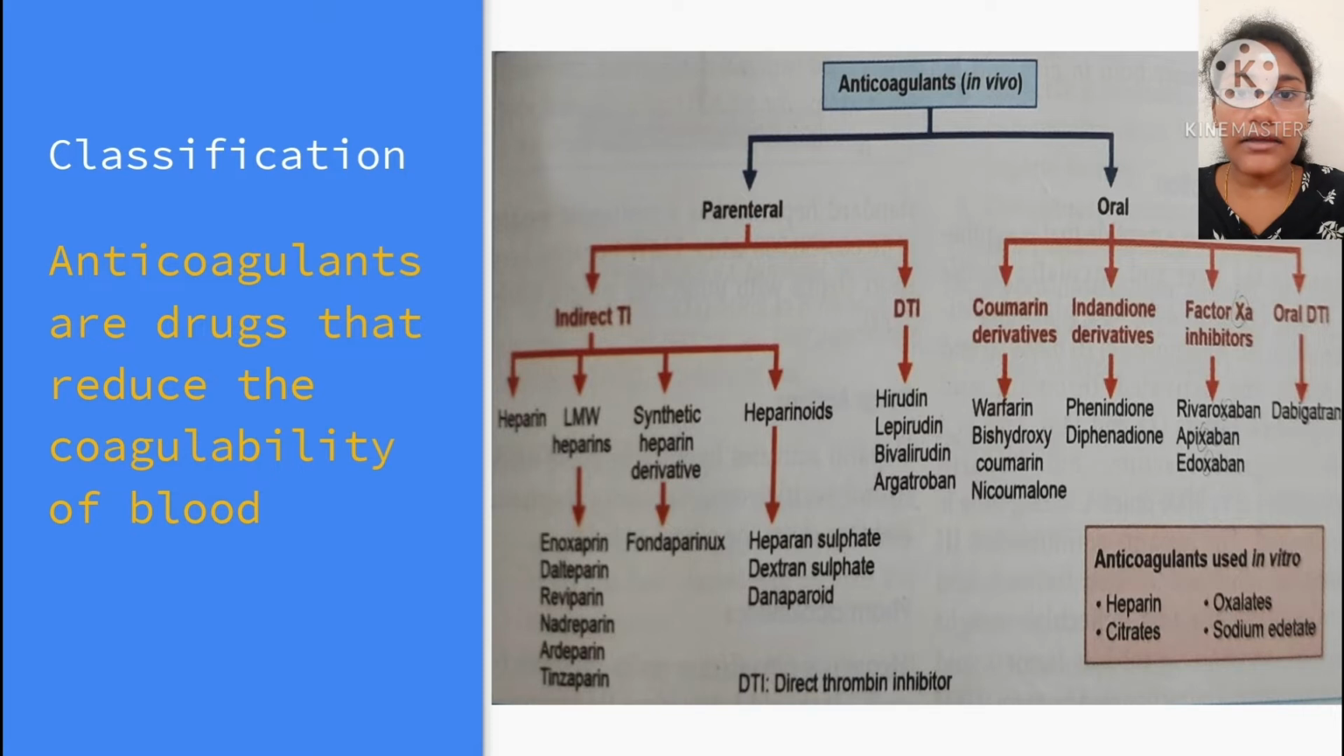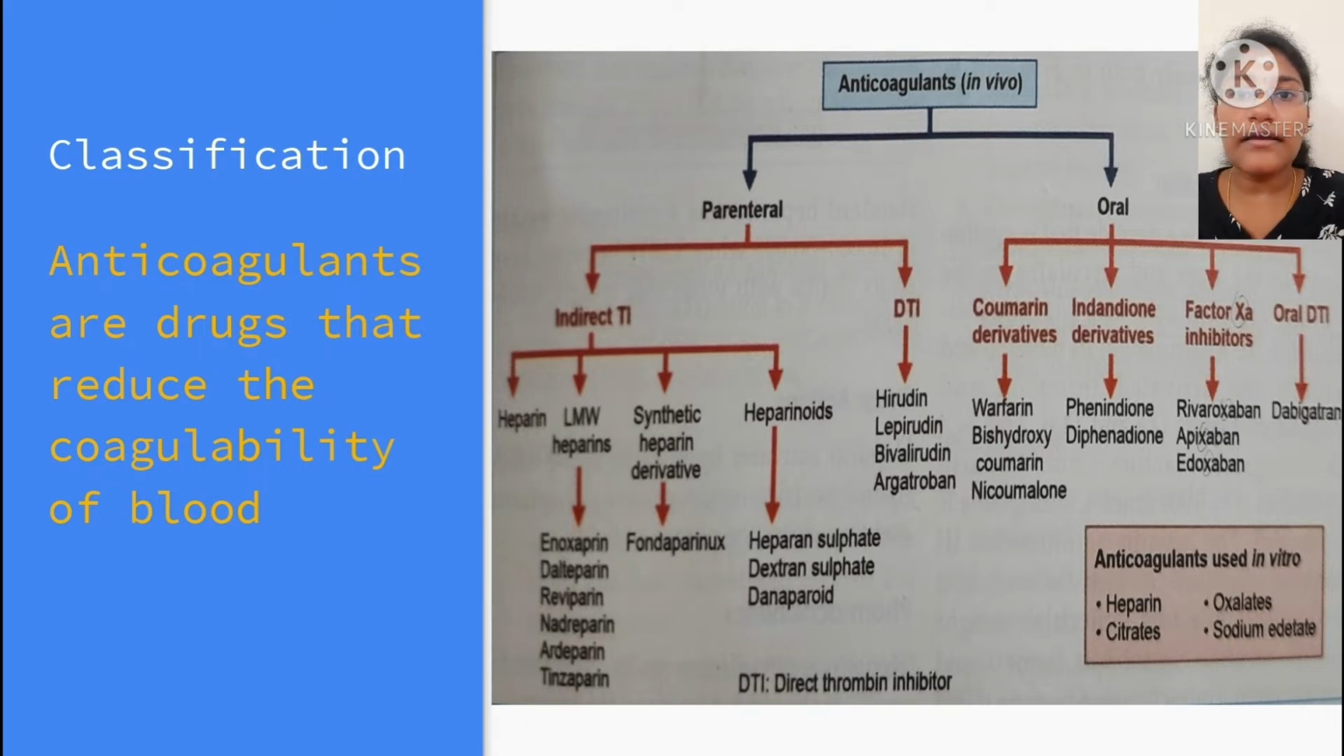Oral anticoagulants are further classified into four types: coumarin derivatives, indandione derivatives, oral direct thrombin inhibitors, and factor 10 inhibitors. An oral direct thrombin inhibitor example is dabigatran, an indandione derivative is phenindione, a coumarin derivative example is warfarin, and factor 10 inhibitor examples are apixaban, edoxaban, etc.